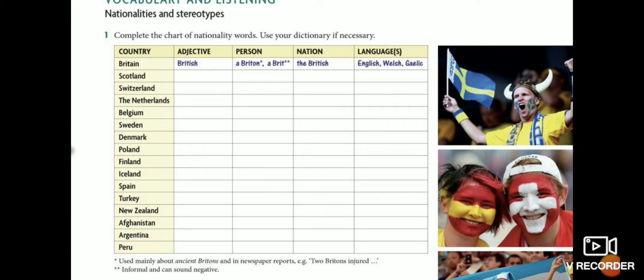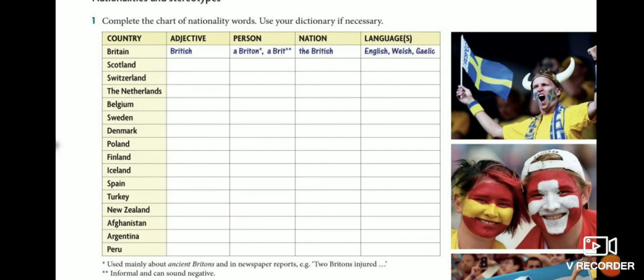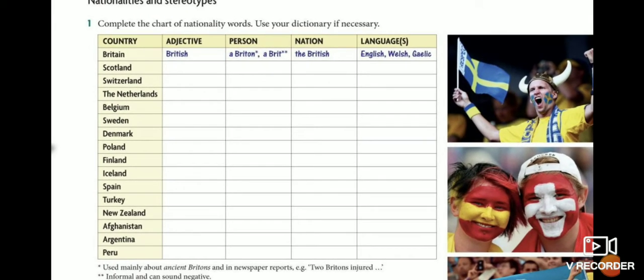Okay, again you have England, Scotland, Wales, and Northern Ireland. Okay, and can you now do the following? Look at the country and complete the chart here. Okay, please try to do it by yourself and then check the answer with me. Come on. You give yourself 10 minutes.